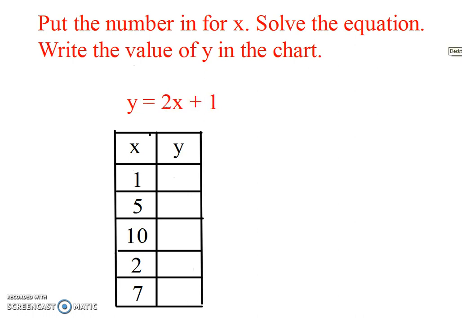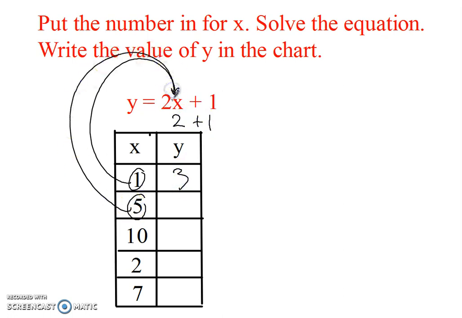Let's step it up just a little bit. y equals 2x plus 1. So this time we're going to have to do some multiplying, and then we're going to have to add on second. So the 1 is coming in here. So now we have 2 times 1, that's 2, and then we add our 1 on. That would get us to 3. Put the 5 in. 5 times 2 is 10. 10 plus 1, 11. Put the 10 in. 10 times 2 is 20, plus 1 more, 21. Put a 2 in. 2 times 2 is 4, plus 1 is 5. Try the 7. 2 times 7 is 14, plus 1 is 15.